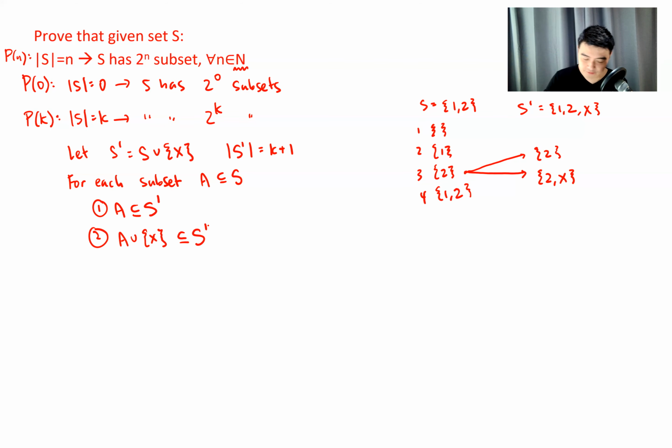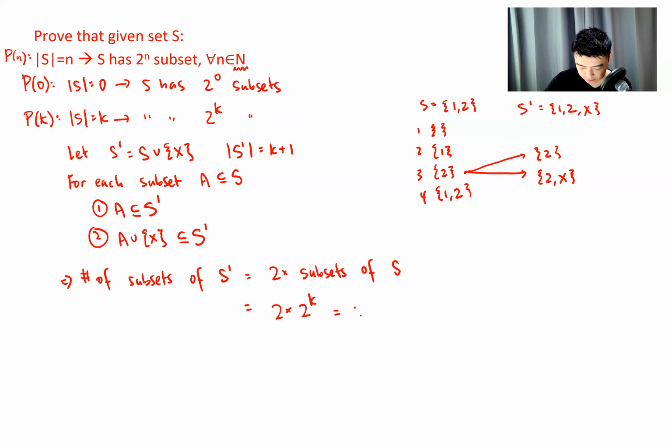Okay, so from this, I hope you can see that the number of subsets of S prime is equal to twice the amount of the subsets of S. Now we already know that the number of subsets of S is 2 to the k, so this is equal to 2 times 2 to the k, which is 2 to the k plus 1.